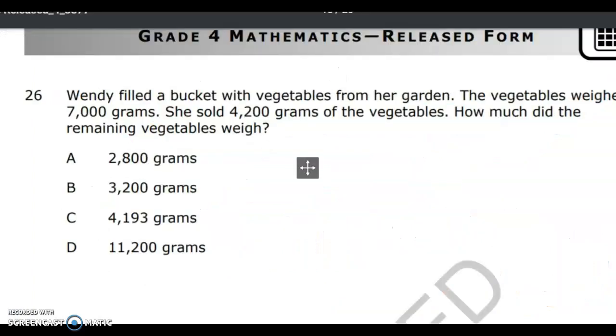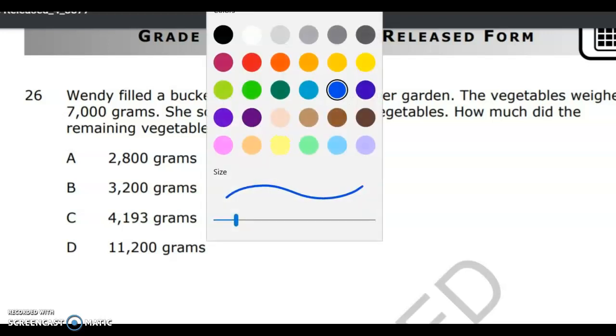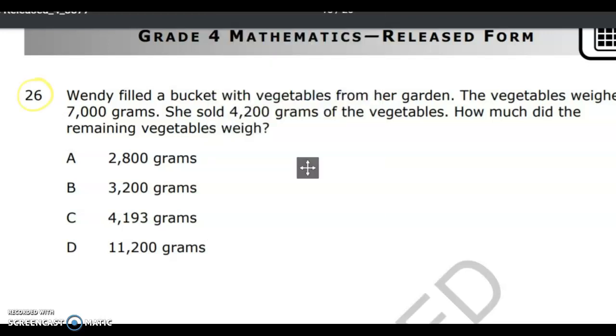Moving on to number 26 now. And let's see. This is our problem that we're working on. Wendy filled a bucket with vegetables from her garden. The vegetables weighed 7,000 grams. She sold 4,200 grams of the vegetables. How much did the remaining vegetables weigh?